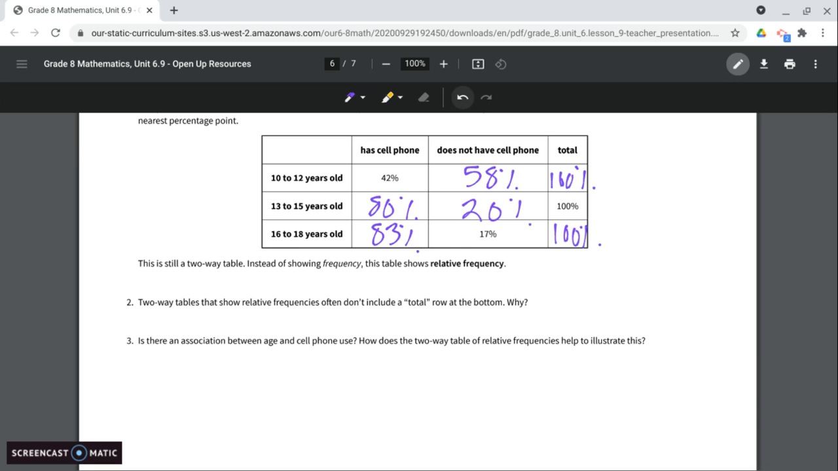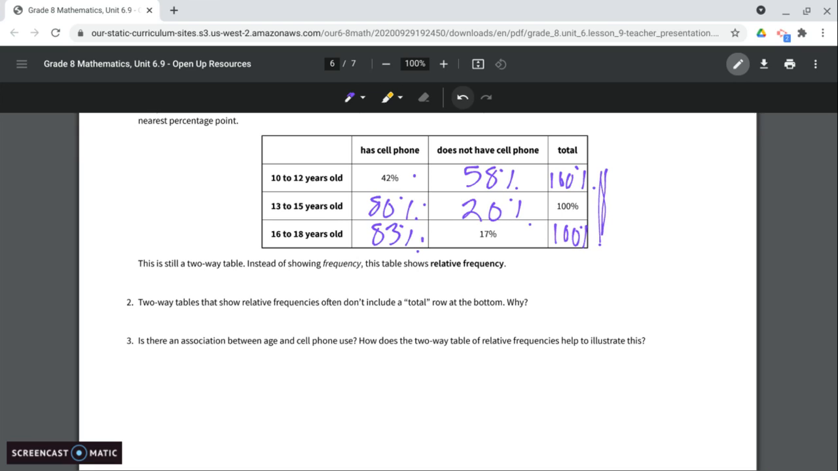So this is still a two-way table, but instead of showing frequency, this table shows relative frequency. Two-way tables that show relative frequencies often don't include a total row at the bottom. Why might that be? In this case, the columns are not percentages of the same number, so you can't add them. The percentages in any given column are not likely to add up to 100%. Because we're doing it with this being our 100, these all together aren't going to also add to 100. So that's typically why we don't show that percentage.